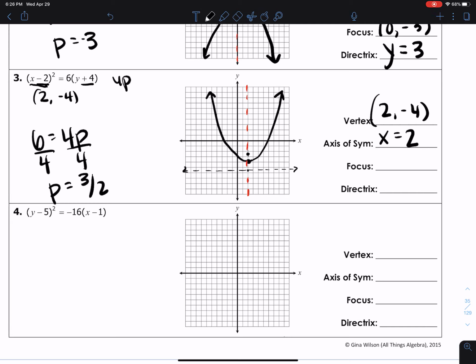So the focus is at 2, and then if we go up 1.5, this is also 1.5. If we go up 1.5 from -4, that's going to be -2.5. And then the directrix, if we go down from -4, that would be y equals -6.5.